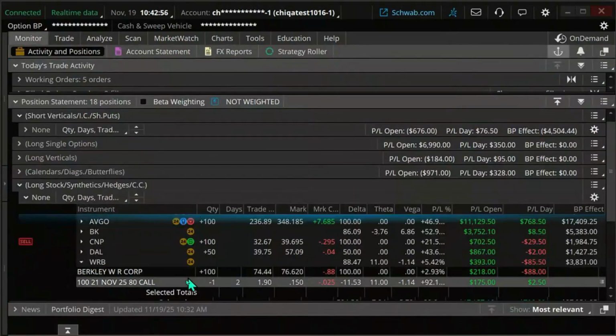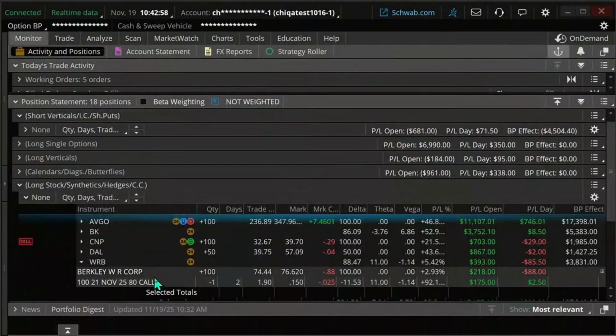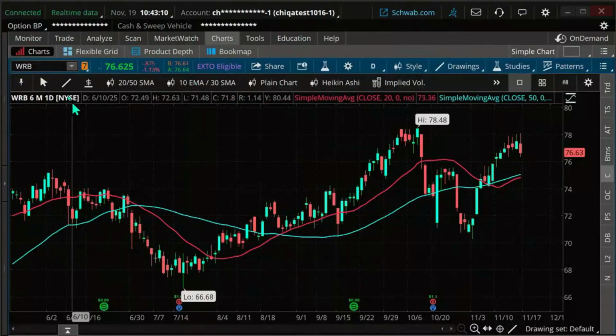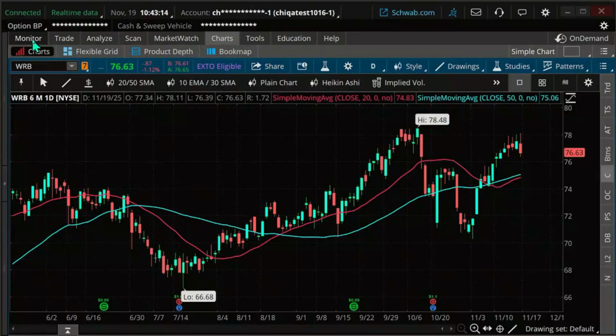So let's do that. Let's roll this out. And we said we were going to go to, I forgot what we said we were going to go to, an $80 call December 19th. Okay. $80 call December 19th. Now, before I do that, let me just jot that down so I don't forget.